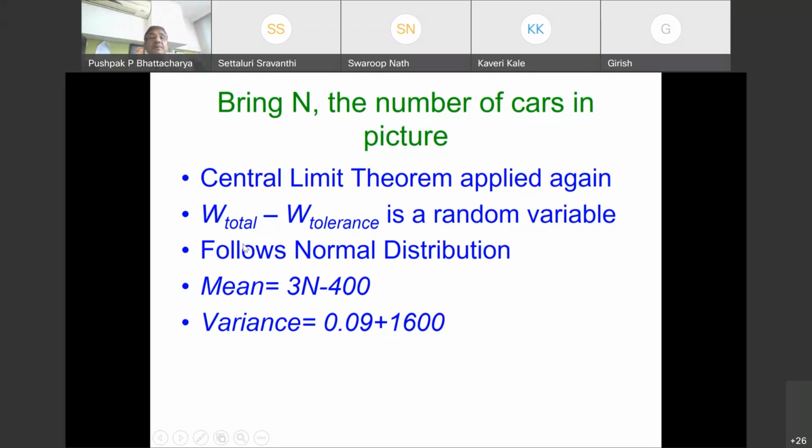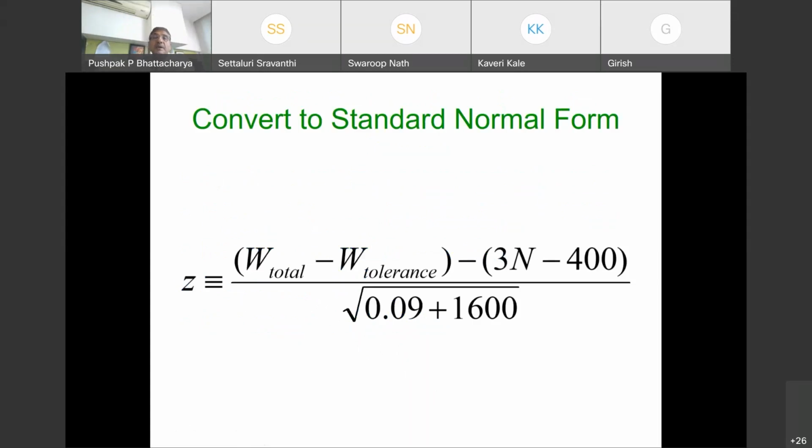So we have already determined the mean of W total. This is 3n. And the mean of W tolerance is 400. Central limit theorem tells me that for the difference of two normally distributed random variables, the mean is the difference of their means. And the variance is not the difference, but the sum of their variances. Okay, those things can be proved. So we have come this far. And now we apply another machinery of probability theory, namely, converting any normally distributed random variable into standard normal form.